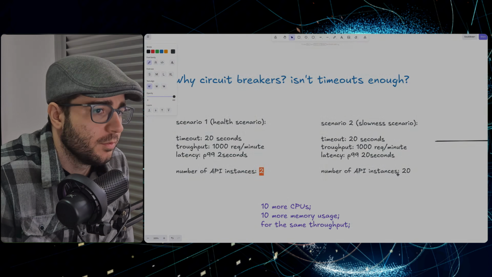So even if we could allocate all those database connections, and all the challenges that come with that, we still need to spend a lot of money to scale when we're facing troubles like this one. So it's 10 times more CPUs, 10 times more memory usage for the same throughput.